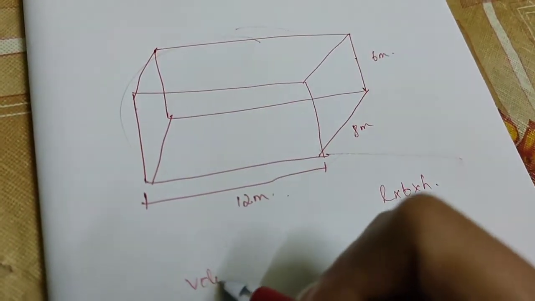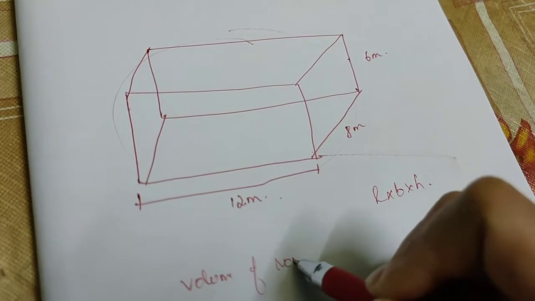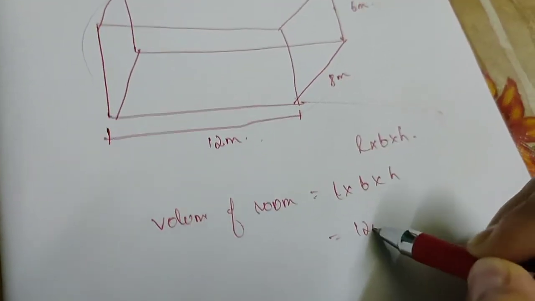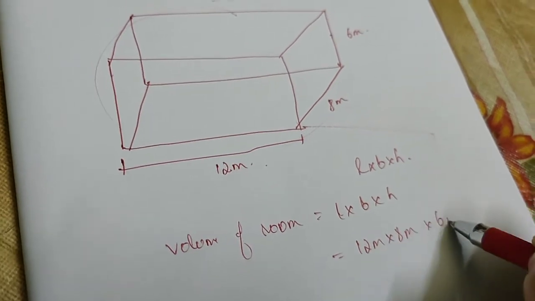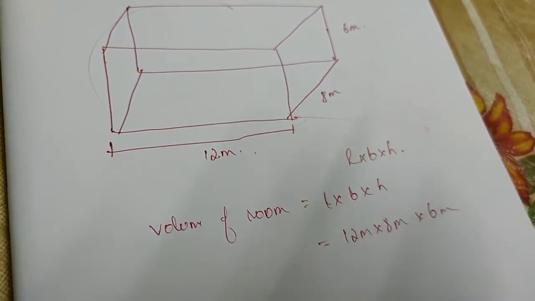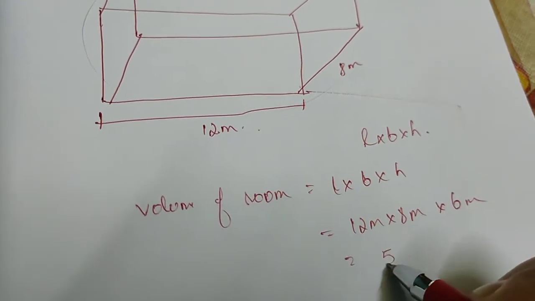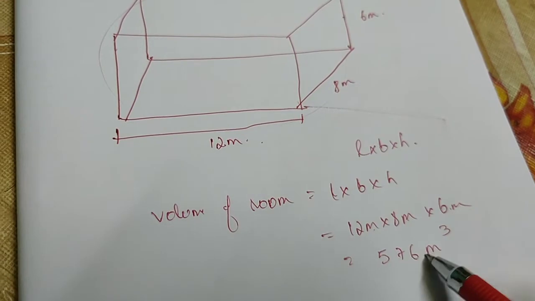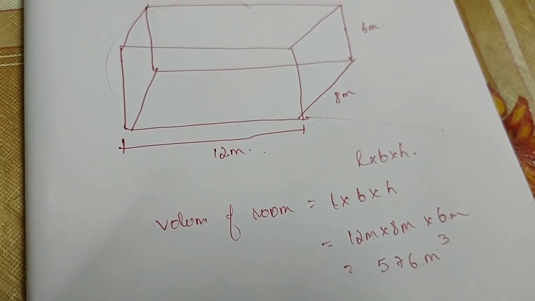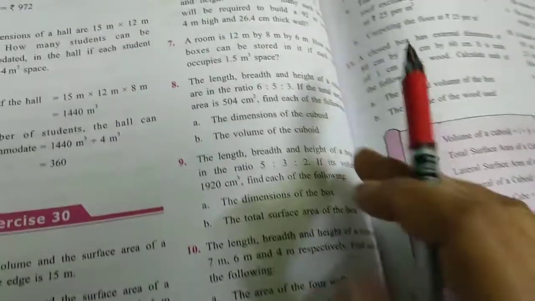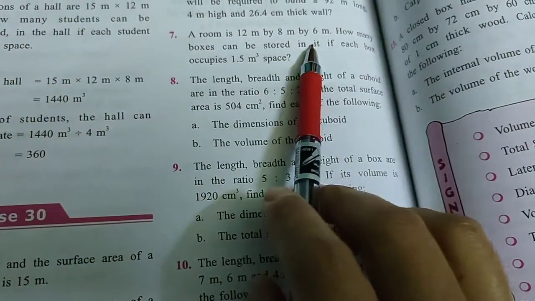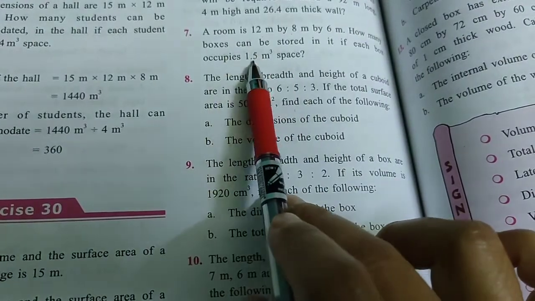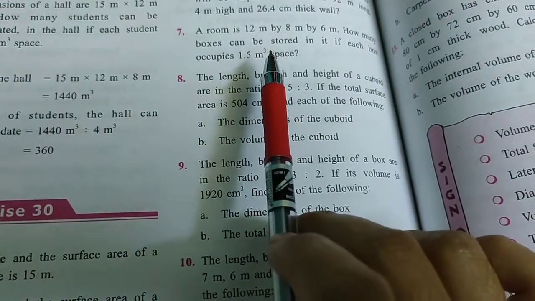So the volume of the room will be length into breadth into height. Length is 12 meter into 8 meter into 6 meter. It will be 576 meter cube. Here all the units are the same, so we keep meter cube. Now the second part of the question is, how many boxes can be stored in it if each box occupies 1.5 meter cube space?